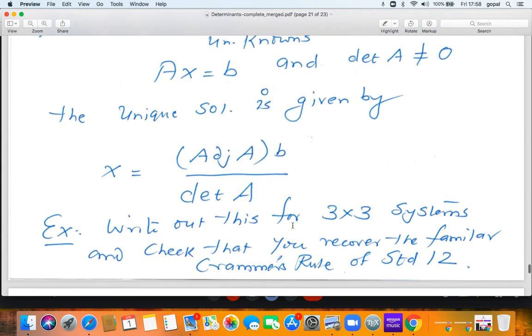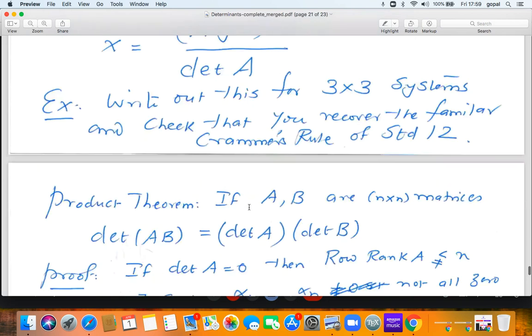Now I want you to do an exercise. Take a 3 by 3 matrix A11, A12, A13, A21, A22, A23, A31, A32, A33, with X1, X2, X3 and B1, B2, B3, and write down this right hand side explicitly. And I want you to convince yourself that this expression that you get is exactly the familiar Cramer's rule that you studied in 12th standard for solving 3 equations in 3 unknowns. Please do this exercise and convince yourself of this.